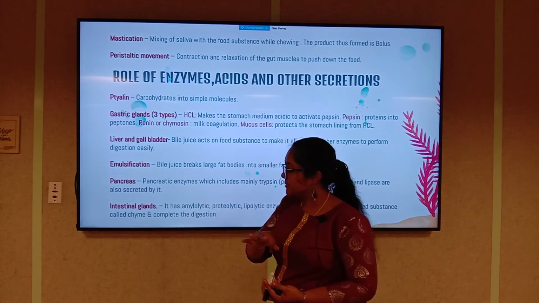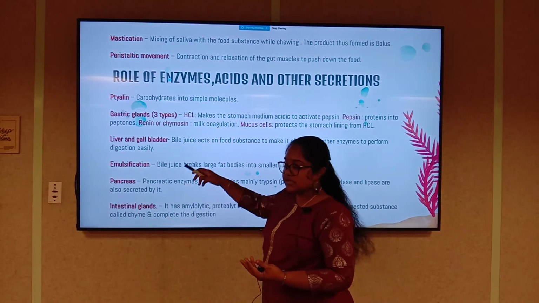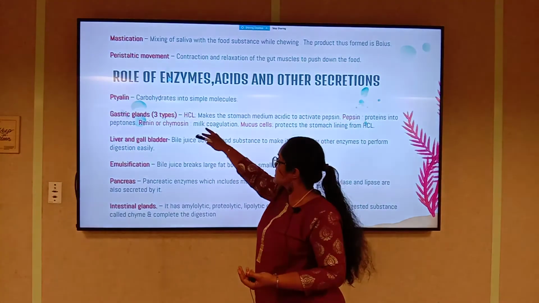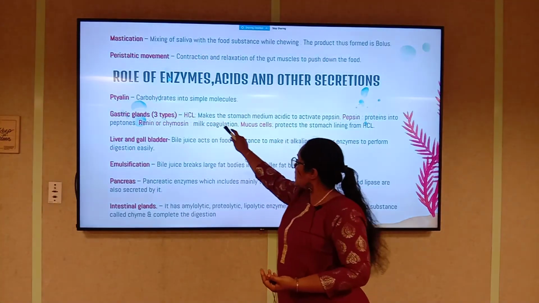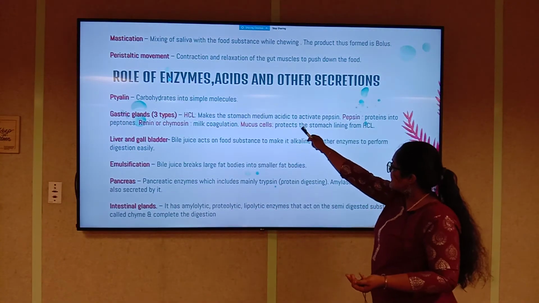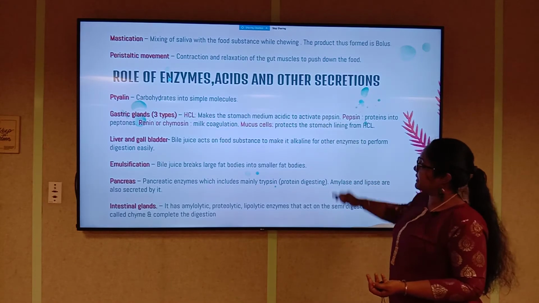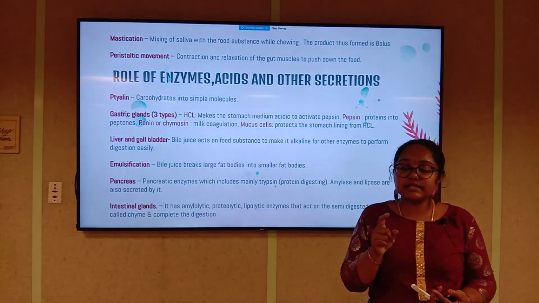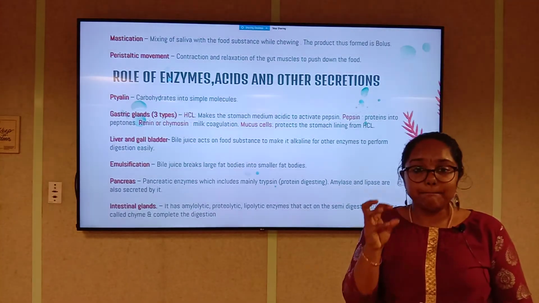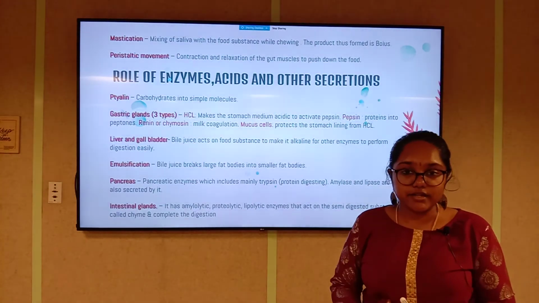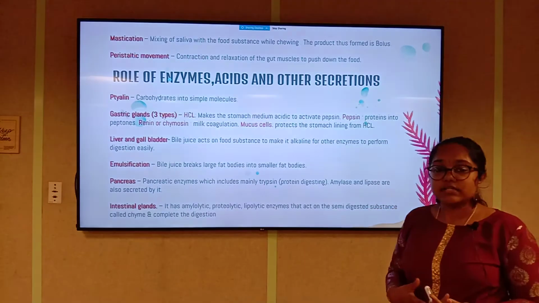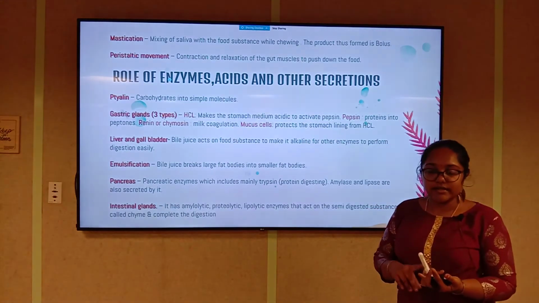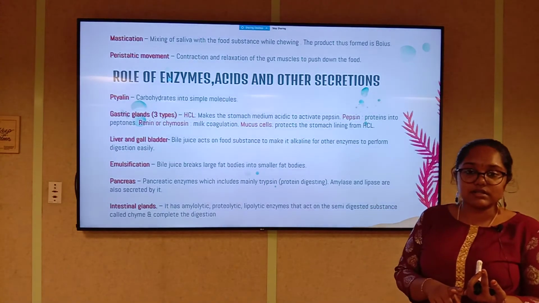You have three types of secretions there, not enzymes actually, acids and enzymes mixed. That is HCl. What does it do? It makes the stomach medium acidic to activate pepsin. Also, HCl is an acid. It is capable of killing some microbes and germs entering our stomach through the food. Clear? It kills the germs and microorganisms.